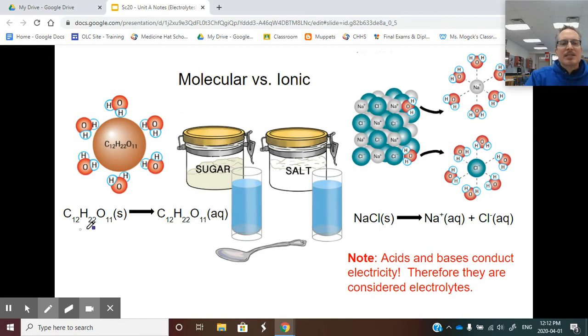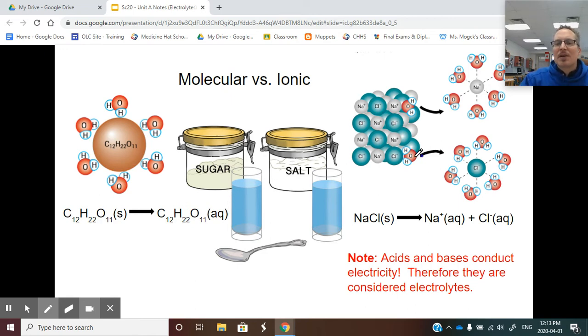But notice, C12H22O11 sucrose still, once I dissolve it, becomes C12H22O11 sucrose. The only thing that changes is it goes from solid to aqueous, meaning it dissolves in the water solution. It does not break up into charged particles. Therefore, if I test this with a conductivity tester, this is not going to conduct. This is not an electrolyte.